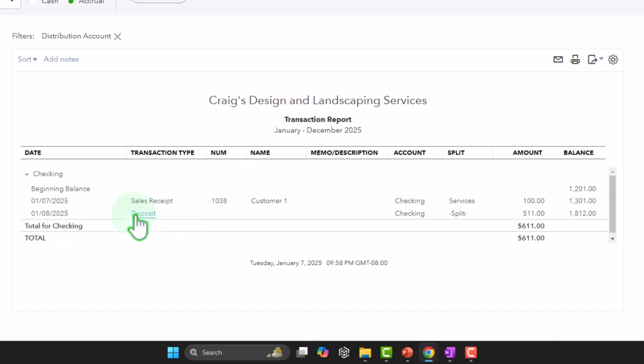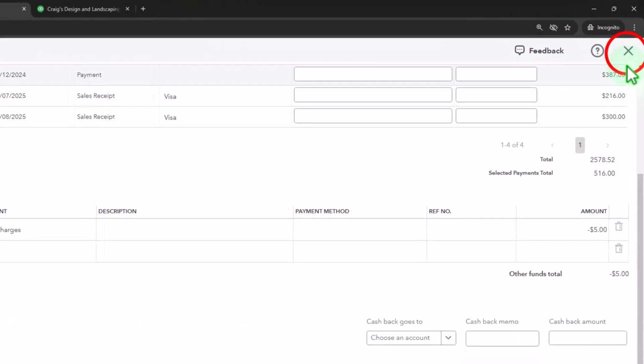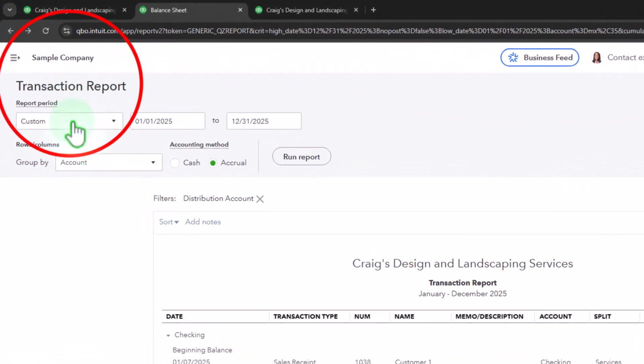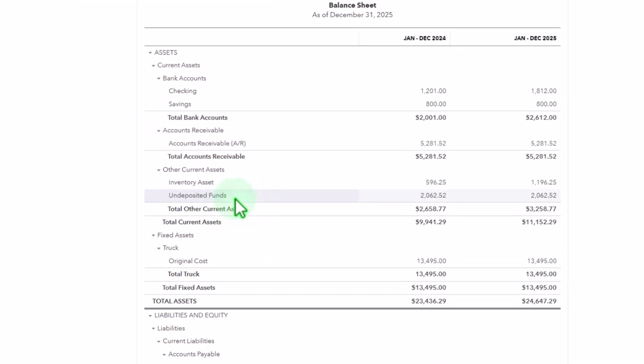Okay, there's the deposit. There's the 511. 511. That's correct. Let's close that back out. Go back to our reports. The other side is coming out of undeposited funds.